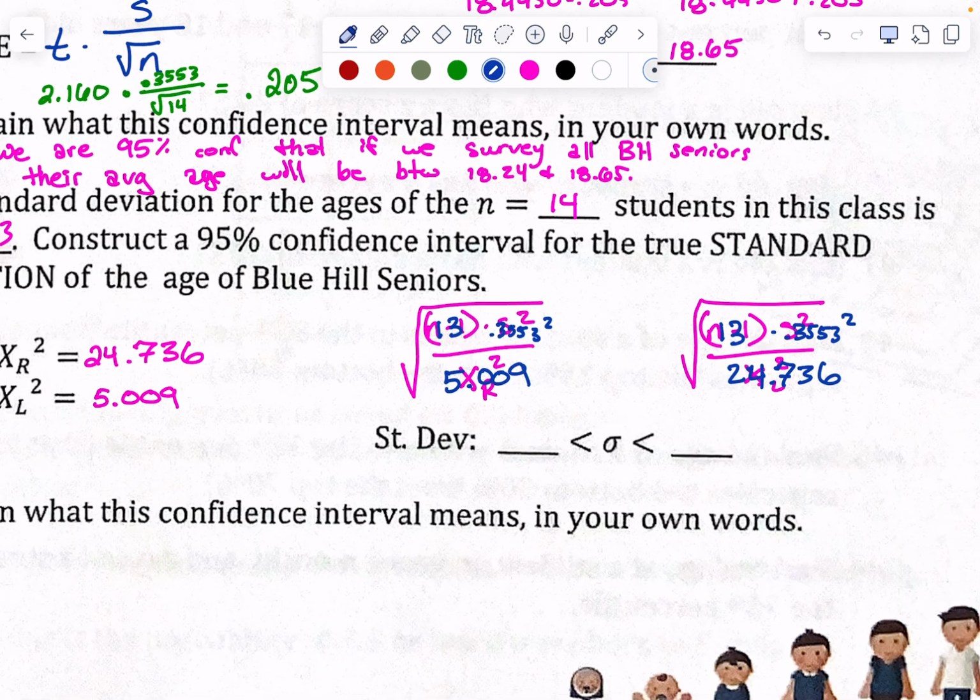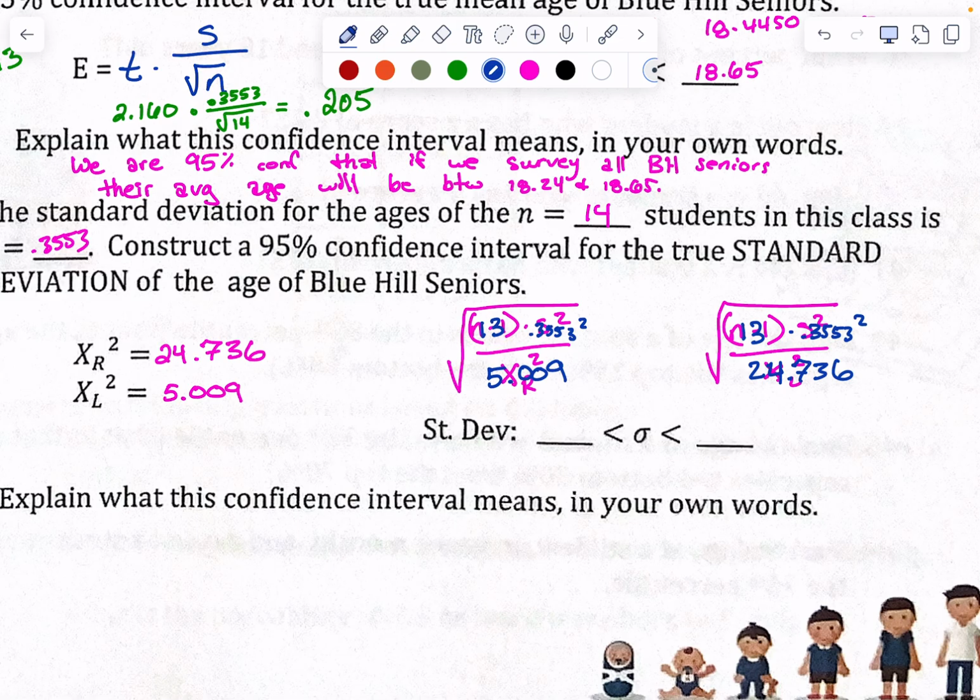So our standard deviation should live between something and something. First number 0.258, and 0.572.